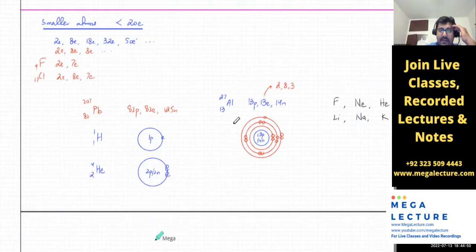So 2, 8, 8 is enough to get the work done. You just use 2, 8, 8. I'll draw a few small atoms. Let's try to do sodium. Okay, we'll move on from there. So, sodium.